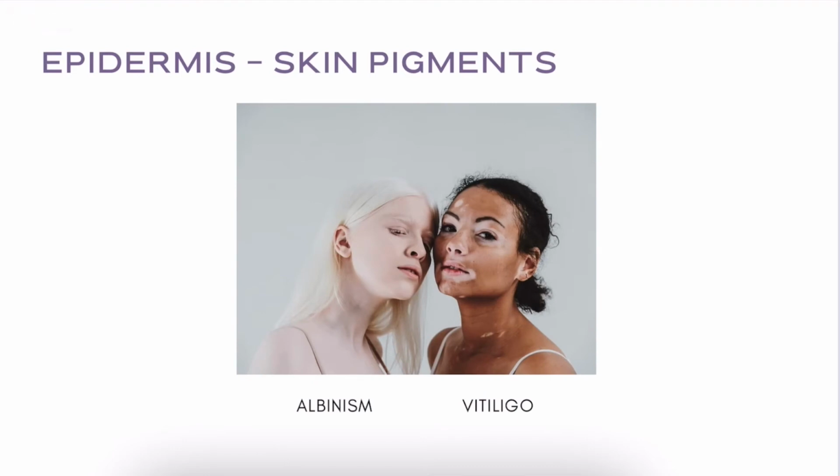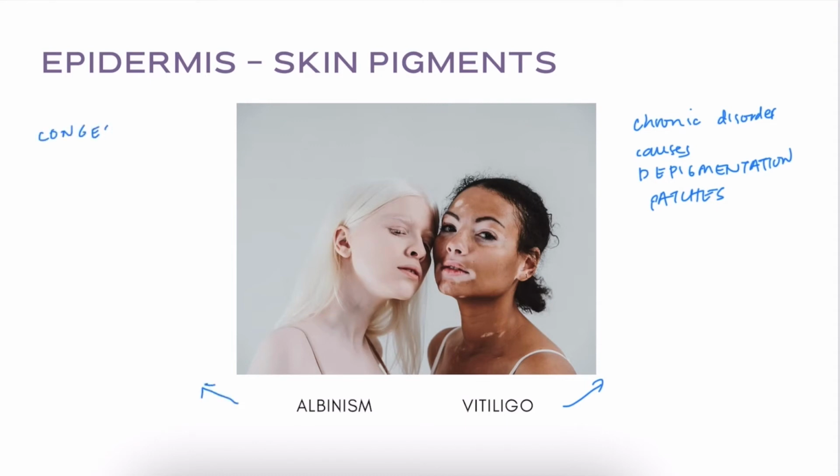This next slide shows two different conditions. We have vitiligo and albinism. Vitiligo is a chronic disorder that causes depigmentation patches in the skin. The precise cause is not known, but is most likely a combination of genetic factors coupled with a disorder of the immune system. So this could be an autoimmune disease. Albinism is a congenital disorder characterized by the complete or partial absence of pigment in the skin, hair, and eyes due to a defect of an enzyme involved in the production of melanin.